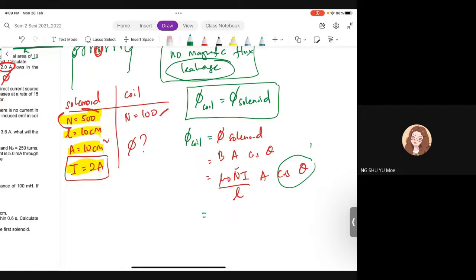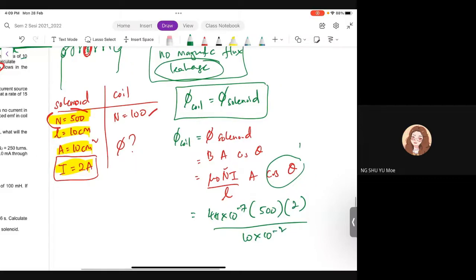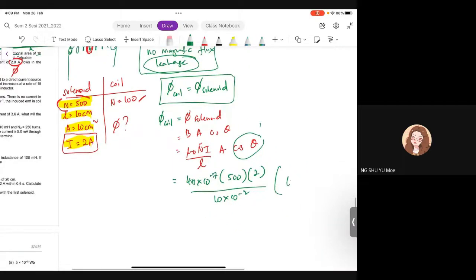Okay. So, mu naught is 4 pi times 10 power negative 7. N is 500. My current is 2. My length is 10 times 10 power of negative 2. And my area is 10 times 10 power of negative 4. The negative 4 applies only to the prefix, not to everything squared. When you change the unit, you are changing the prefix only, you do not change the value. You have to remember that. Okay, so you will get its value.